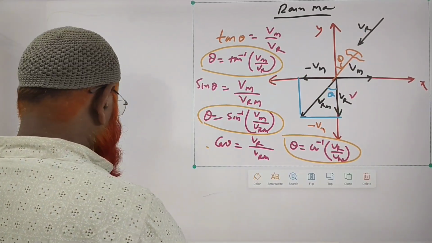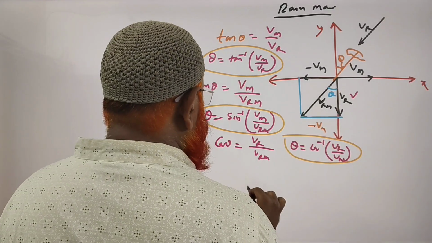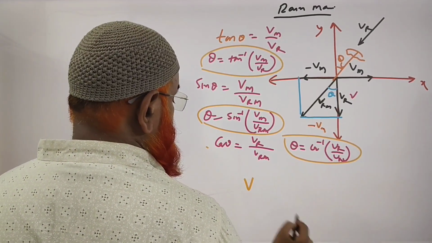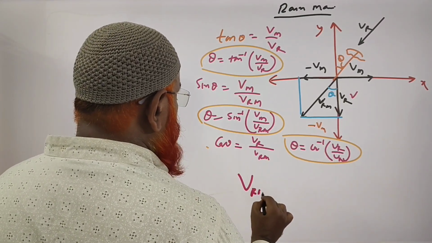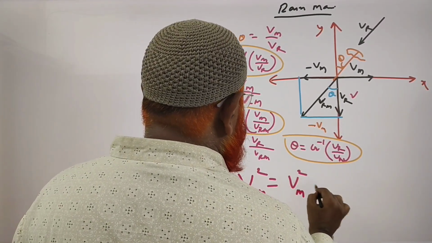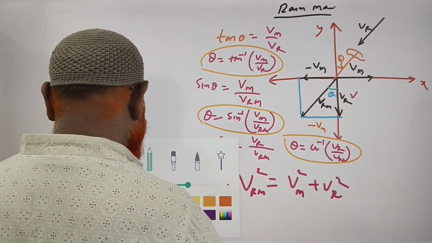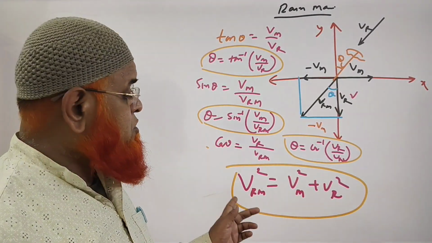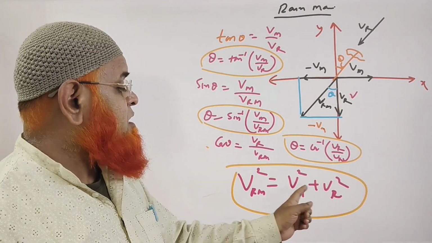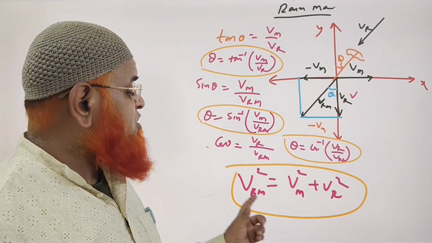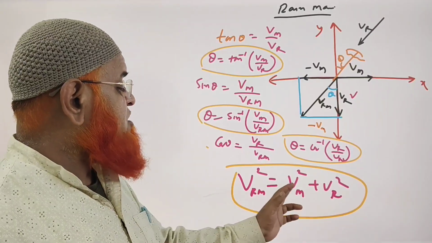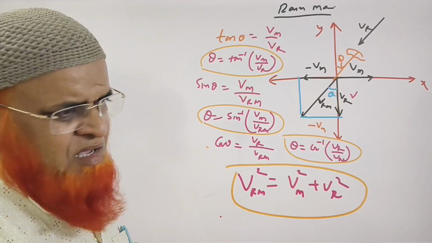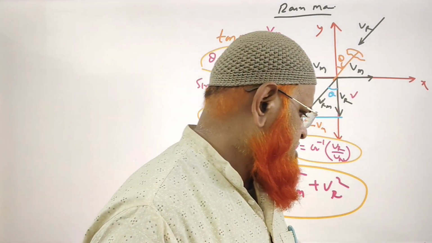But what happens here now? By using the Pythagoras theorem, you all know that Vrm whole square is equal to Vm square plus Vr square, isn't it? This formula can be used to find any unknown thing when two known things are there. If you know Vrm and Vr, we can find Vm. If you know Vm and Vr, we can find Vrm. If you know Vrm and Vm, we can find Vr by using this simple Pythagoras theorem formula. Understood? The simple logic is there. If you know this, you can solve any problem.